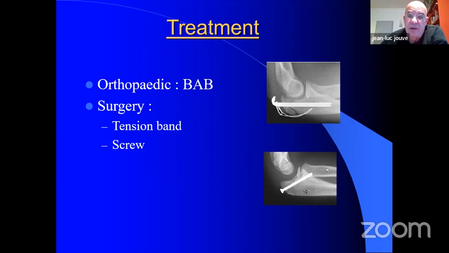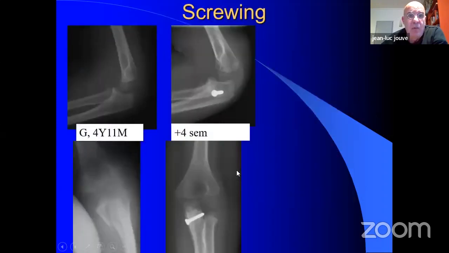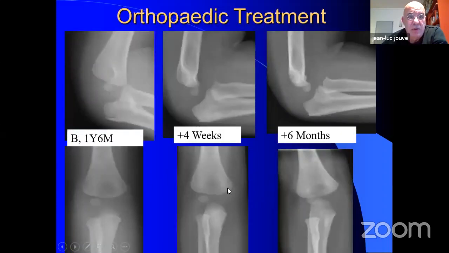You can fix with wire and suture. You can fix with a screw if the kid is a little bit older, but the most important thing is to obtain the continuity of the extensor of the elbow. When there is an undisplaced olecranon fracture, you can do only a plaster.